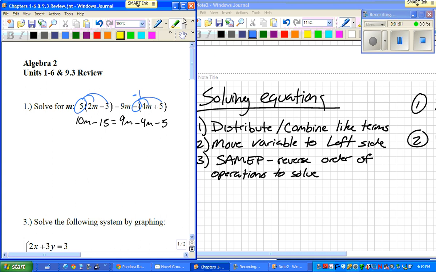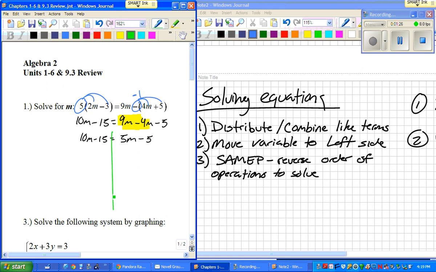Okay? Now, the next step, we would want to make sure to combine our like terms. So we have 10m minus 15 equals 5m minus 5. So I am all done. Let's move these over so I can, or not. I guess I don't get to use any of those colors.